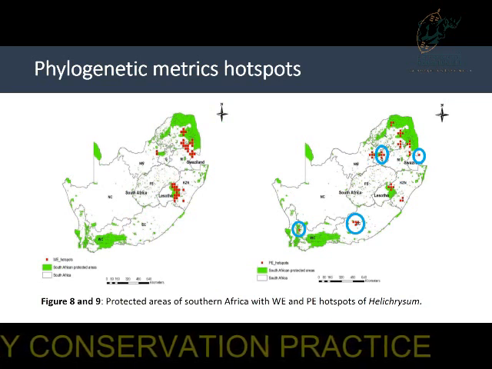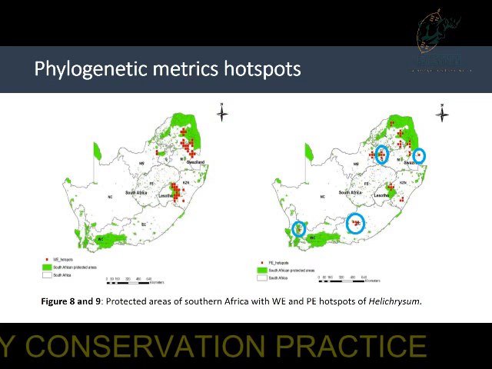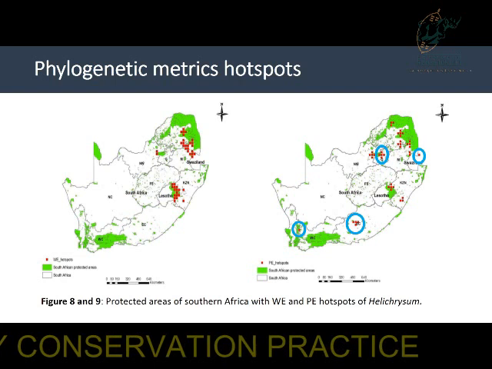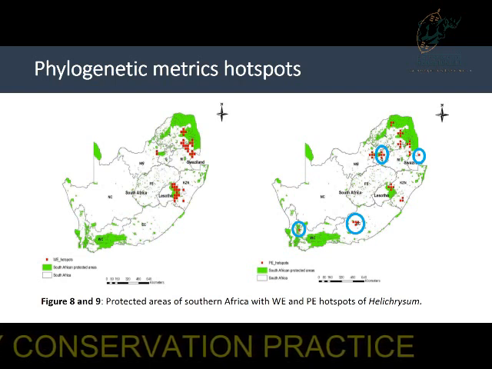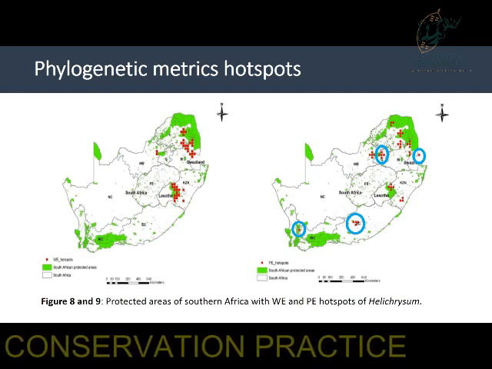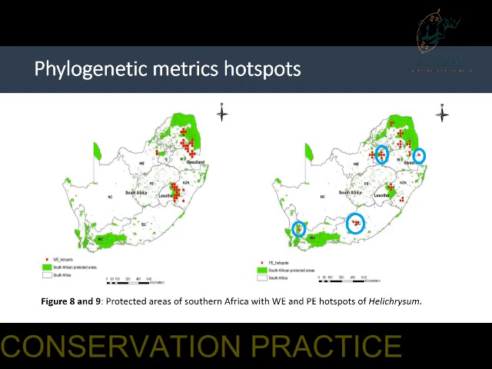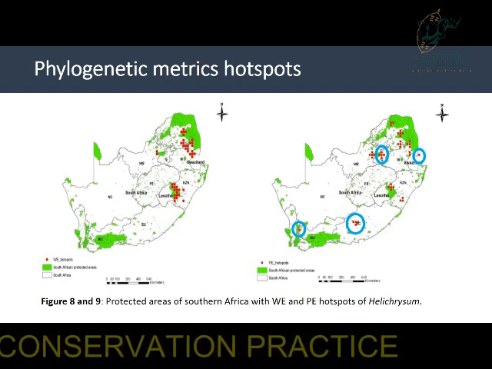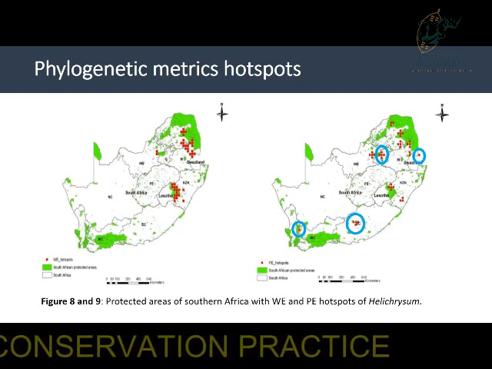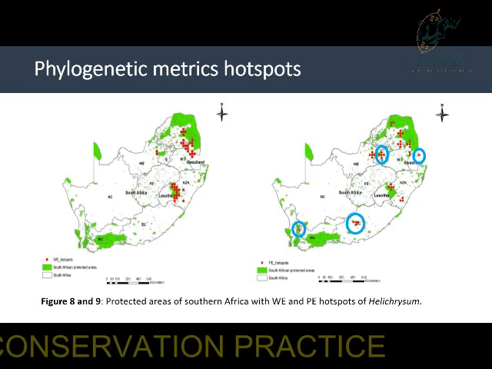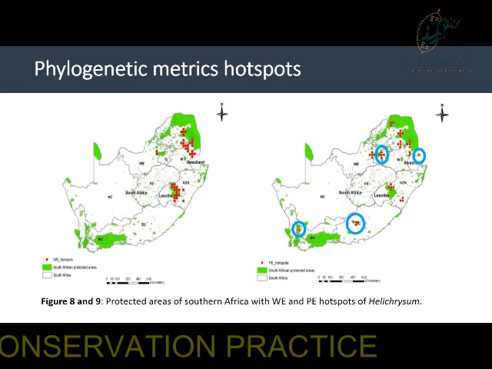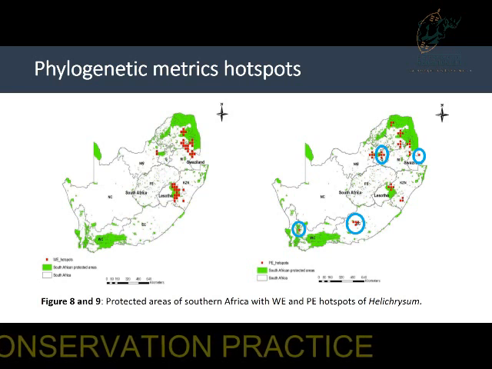Hotspots of weighted endemism and phylogenetic endemism overlap in almost the same areas as well. In the Drakensberg, Stanger area, Magaliesburg, Barberton, Volkberg, and Sekhukhune areas. However, phylogenetic endemism metrics also identify additional hotspots in the Johannesburg, Kraddock, and Cederberg areas. Same as before, the weighted endemism hotspots are well protected, but some phylogenetic endemism hotspots do not fall within protected areas, for example, in Swaziland, in southern KwaZulu-Natal, and in the Eastern Cape.